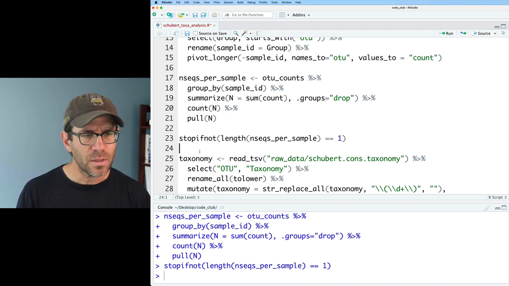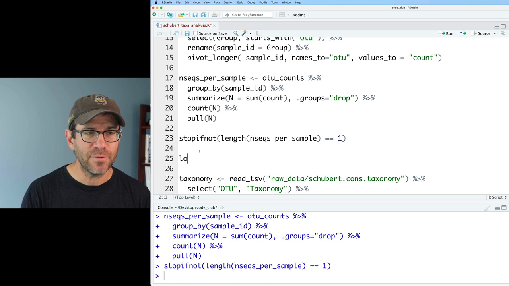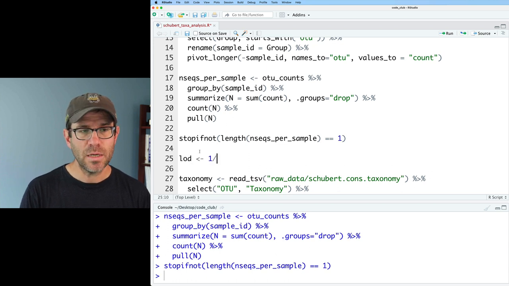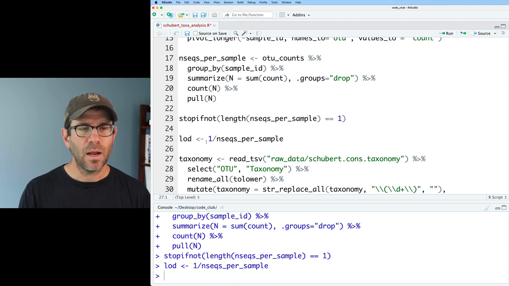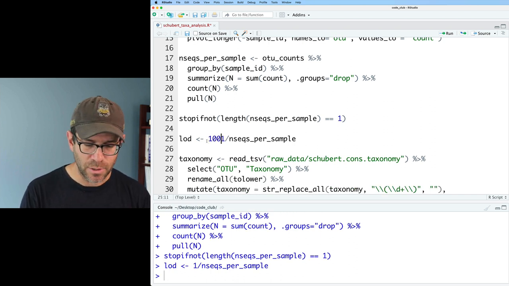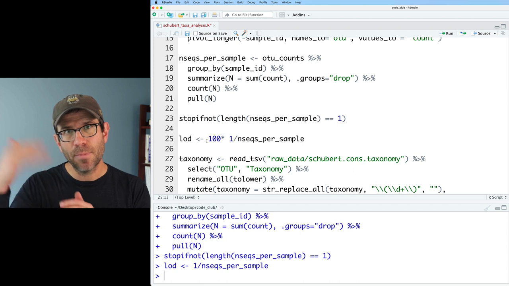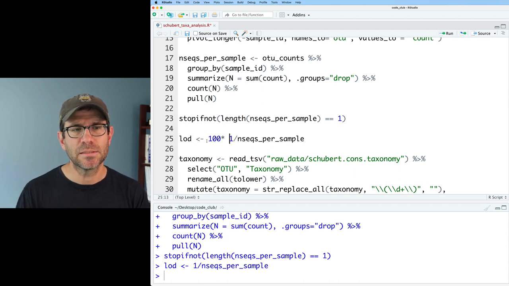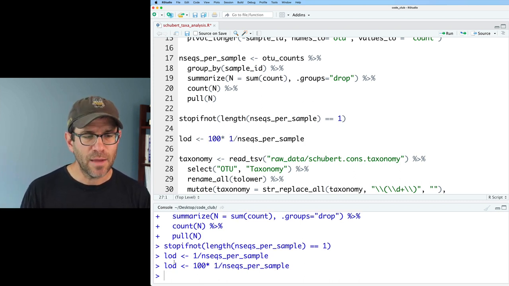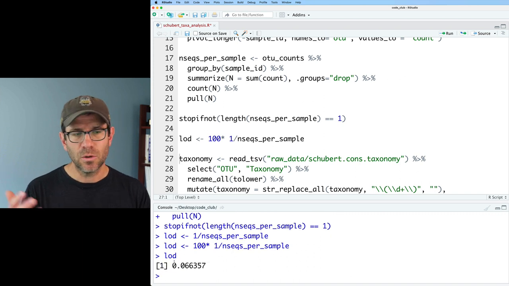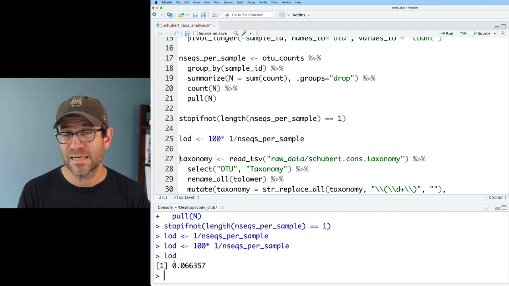Okay. Now what we can do is I'll say limit of detection, LOD, is 1 divided by n seqs per sample. And I'm gonna multiply this by 100 because down below my relative abundances are as percents. So if I multiply it by 100, then I have my LOD as a percent. So my limit of detection is 0.066%.